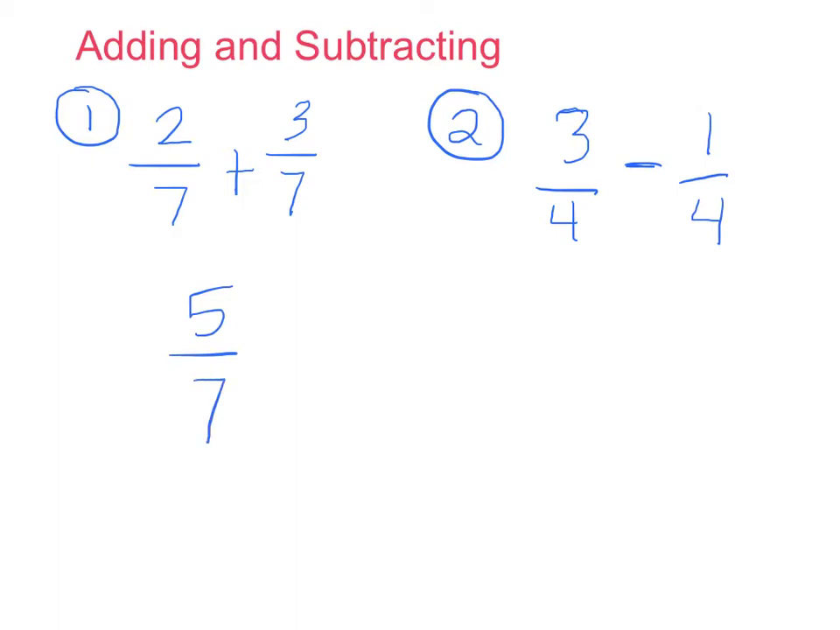Now the thing you have to do once you add or subtract is make sure you can't simplify. So you look at 5 and 7. Is there anything that goes into both? No, so we leave it. That's our answer.